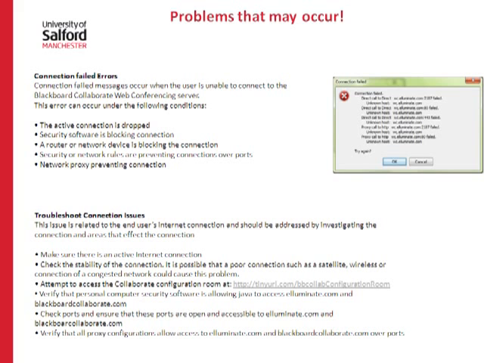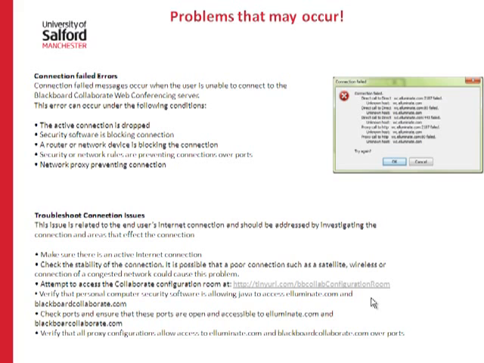Attempt to access the Collaborate configuration room under the Blackboard Collaborate support portal, and it's very easily found just by googling Blackboard Collaborate support. And verify that the PC security software is allowing Java to access illuminate.com and blackboard.com. They are the basic URLs which are required.